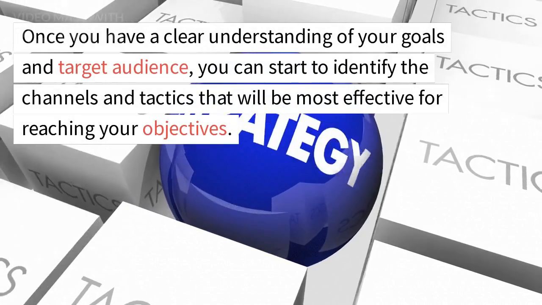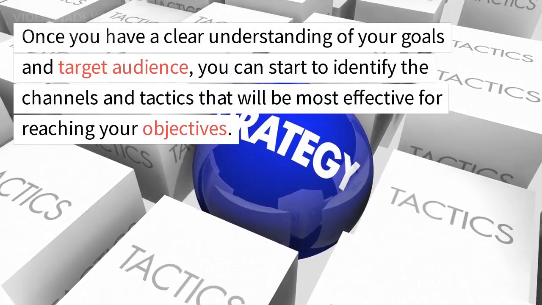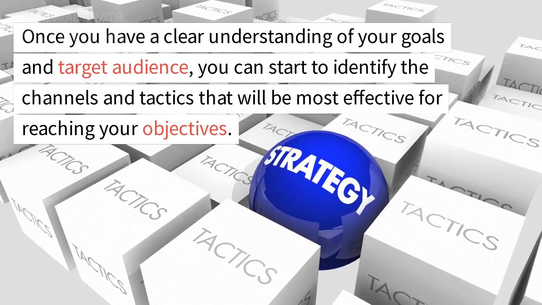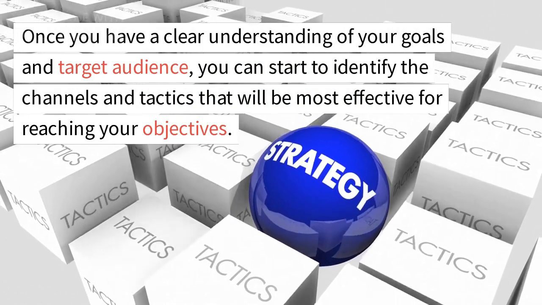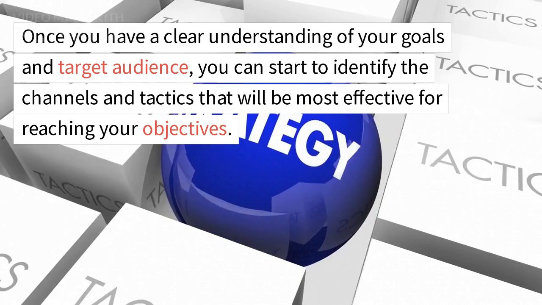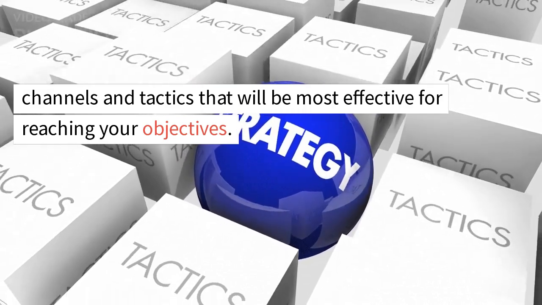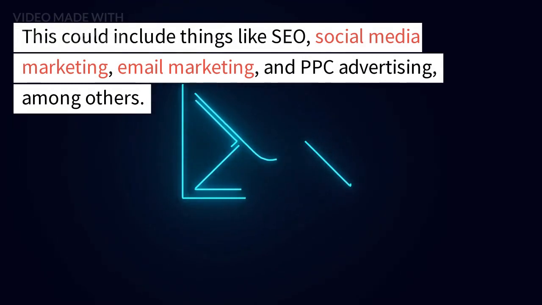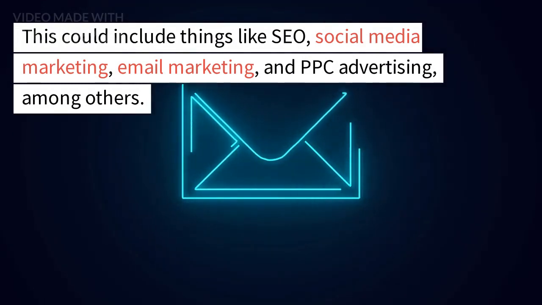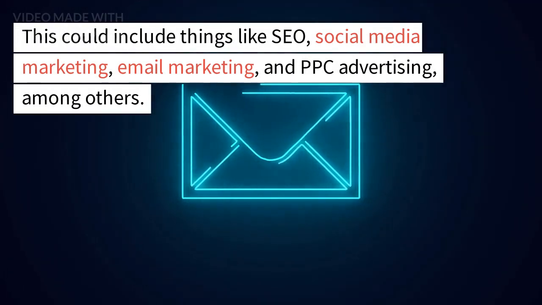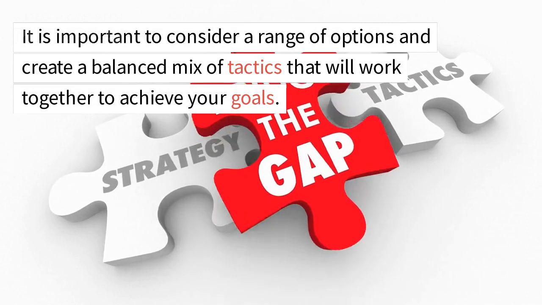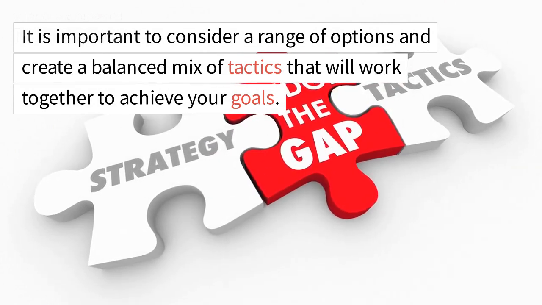Once you have a clear understanding of your goals and target audience, you can start to identify the channels and tactics that will be most effective for reaching your objectives. This could include things like SEO, social media marketing, email marketing, and PPC advertising, among others. It is important to consider a range of options and create a balanced mix of tactics that will work together to achieve your goals.